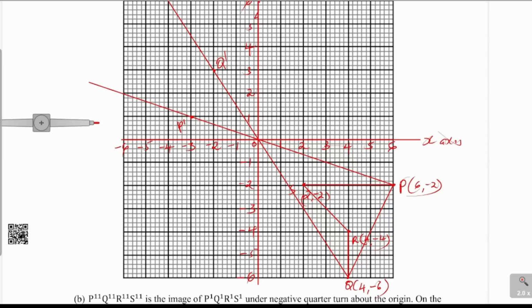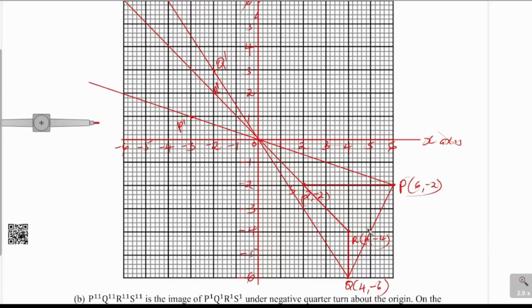We do the same for R. Join R to the center of enlargement. From point R, how many squares? 1, 2, 3, 4. So now we count 1/2 of 4 squares. There are 2 squares. So from the origin here, you have 1, 2. So this is where we are going to have R prime, or R1. So R1 will be here.